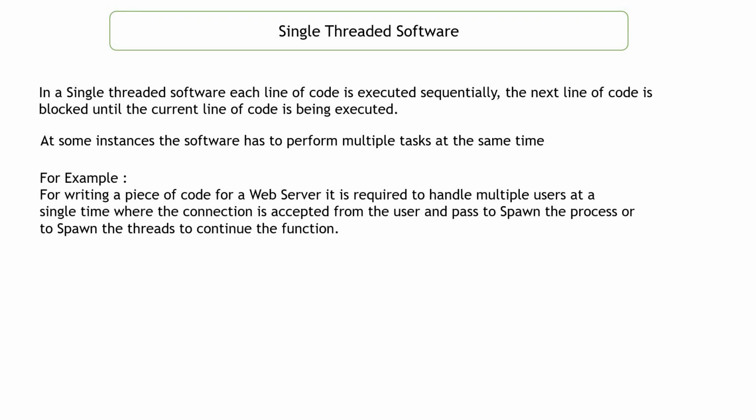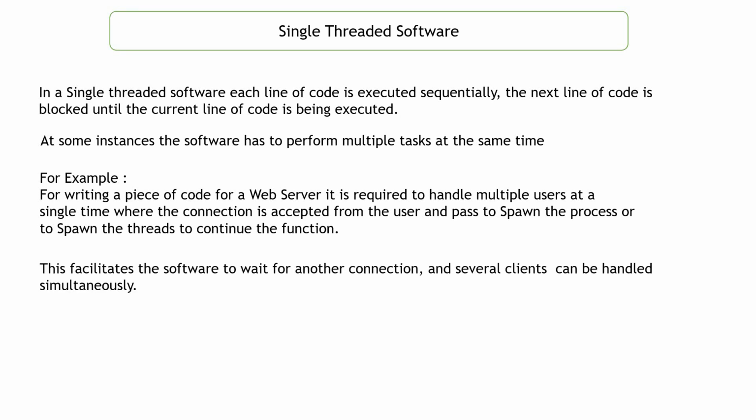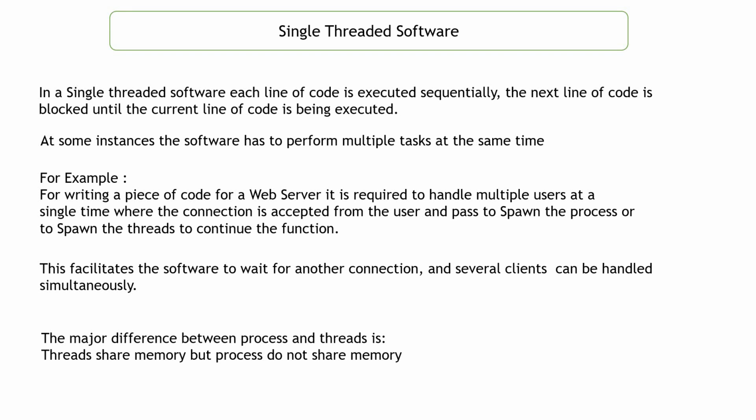It is required to handle multiple users at a single time, where the connection is accepted from the user and passed to spawn a process or to spawn a thread to continue the function. This allows the software to wait for another connection, and several clients can be handled simultaneously. The major difference between a process and a thread is that threads share memory, but processes do not share memory.